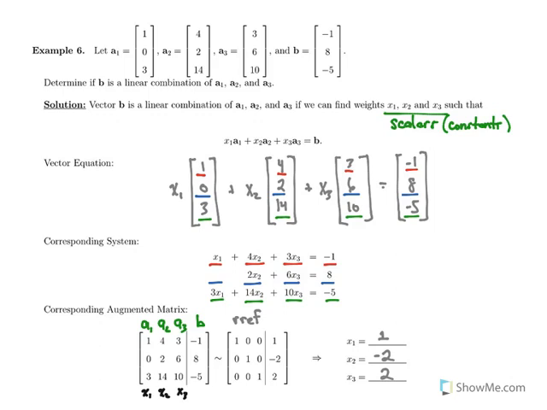This is saying that if I plug these numbers into this equation, if I take 1 times that first vector, minus 2 times that second vector, plus 2 times that third vector, it should equal the vector negative 1, 8, negative 5.